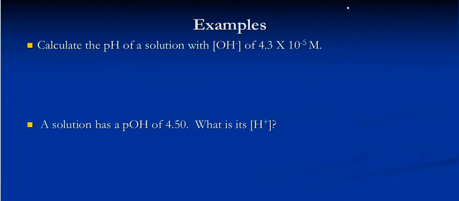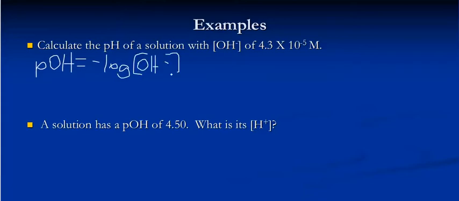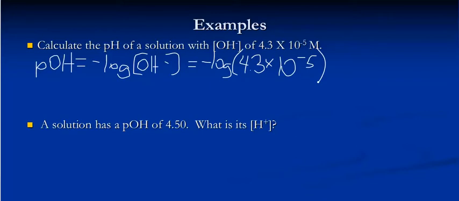I know OH-. I want to find pH. Couple ways to do this problem. I'm going to find the pOH by taking the negative log of OH-. So take the negative log of 4.3 times 10^-5. This is just the regular log, not the antilog. And you should get a value for pOH of 4.37.